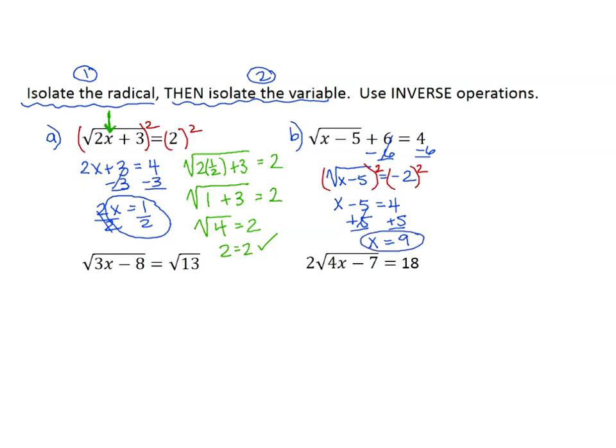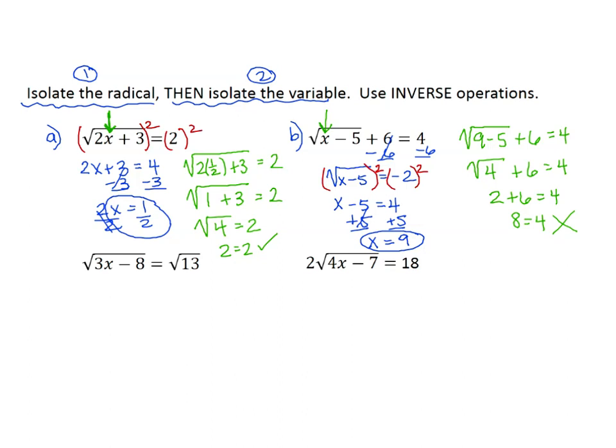We take that extra step of plugging back in, so the 9 is going to get plugged in right there. And we'll have the square root of 9 minus 5, and then plus 6 equals 4. Square root of 9 minus 5 is 4. Square root of 4 is 2. And we get 8 equals 4, which does not check out.